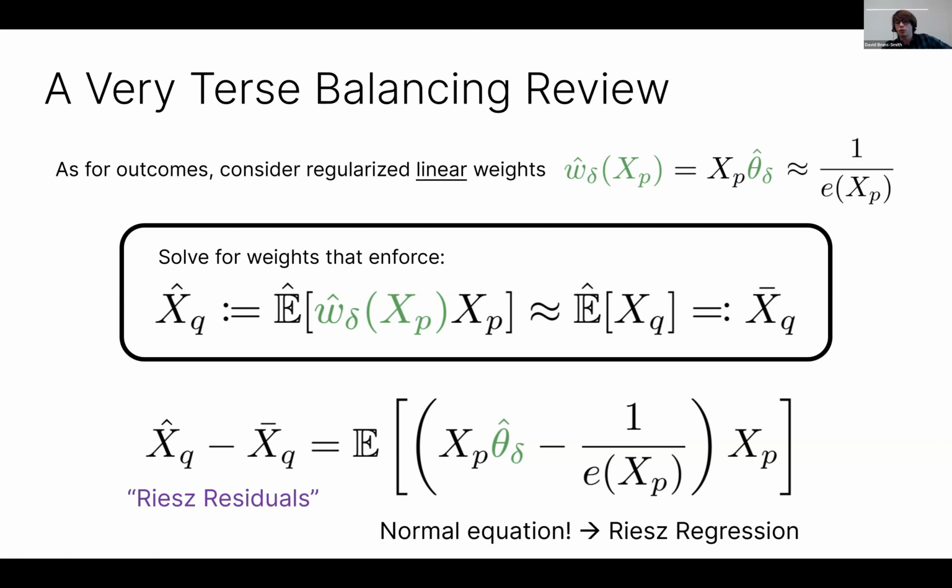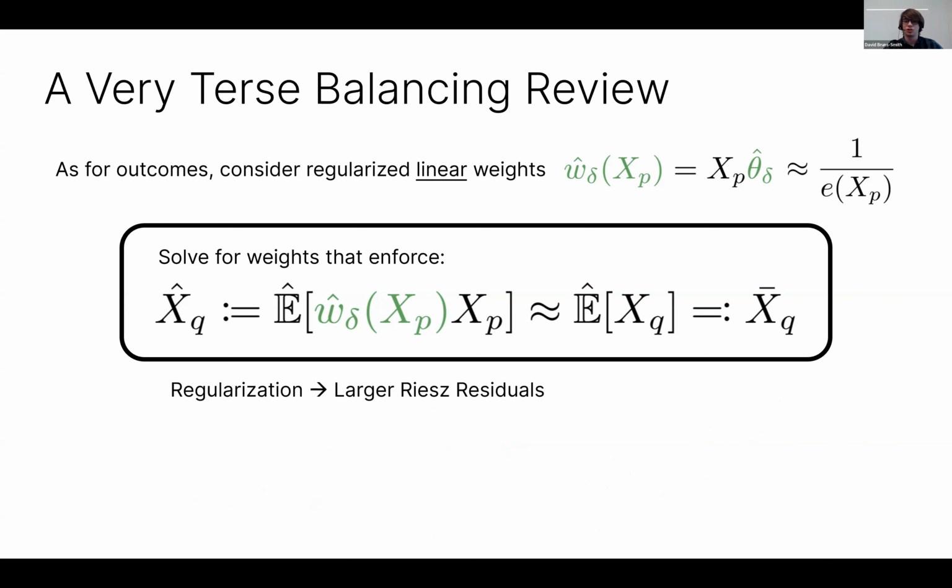So I'm going to call this thing on the left Riesz residuals. Of course, it's not the residuals because 1 over E is not observed. So we don't observe the true residuals, but it's the normal equation violation. So you can think of these as spiritually residuals for this regression problem. I just thought of this setup recently, so hopefully this makes sense to everyone. I haven't tried presenting this particular version before.